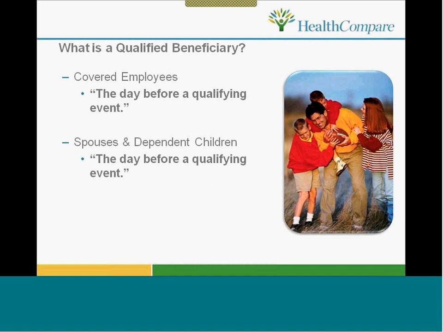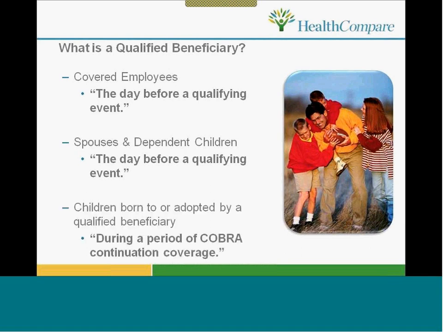The third category is an addition based on HIPAA law as amended to include children born to or those adopted by qualified beneficiaries during a period of COBRA continuation coverage. If I'm married and my spouse and I have a baby, and we need to add the child to the COBRA coverage, we can do that. HIPAA law says we have 30 days to do that. But it also says that these children who are born to or adopted by those of us on COBRA likely receive qualified beneficiary status and the independent rights.